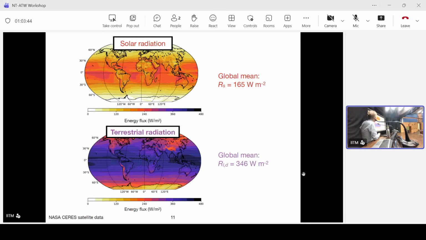Okay, so then if we want to understand or demonstrate how important this downwelling long-wave radiation is, one can see this in terms of how much radiation is absorbed at the surface. Solar radiation in the global mean is 165 watts per square meter. The downwelling long-wave radiation is on average 346 watts per square meter. So it's more than twice what the surface absorbs from the sun.